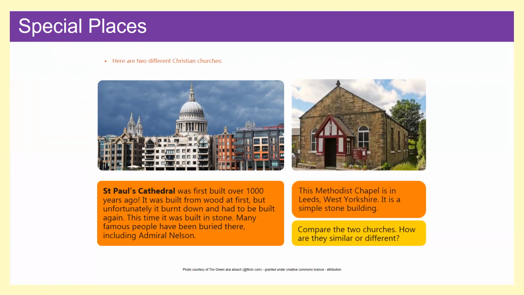This building is called the Methodist Chapel in Leeds in West Yorkshire, and it's a really simple stone building. If we were to compare the two, what would you notice? How are they similar and how are they different? Jot some of your ideas down.